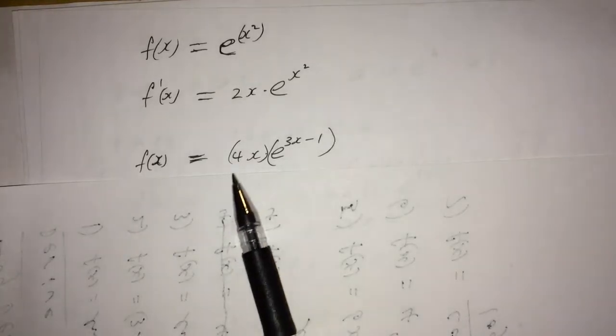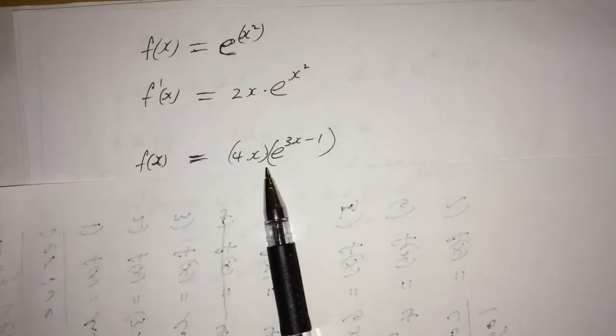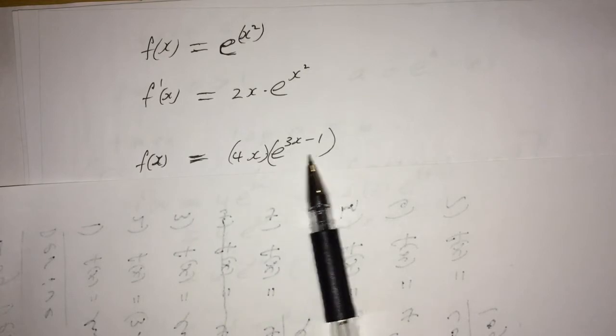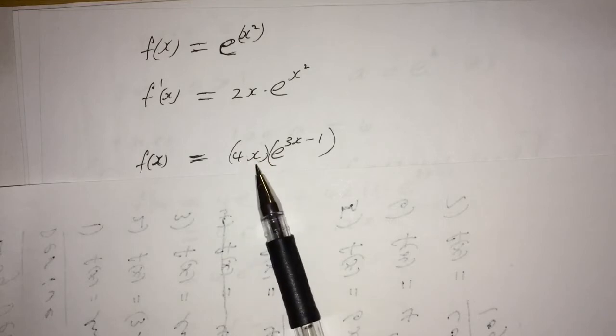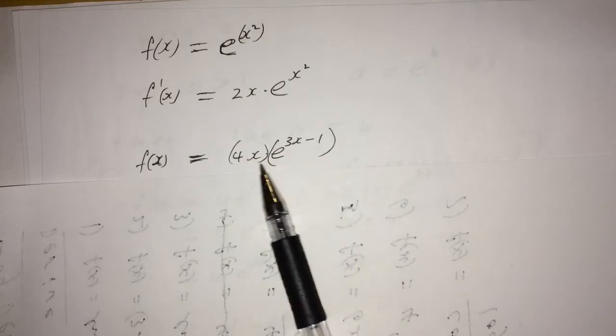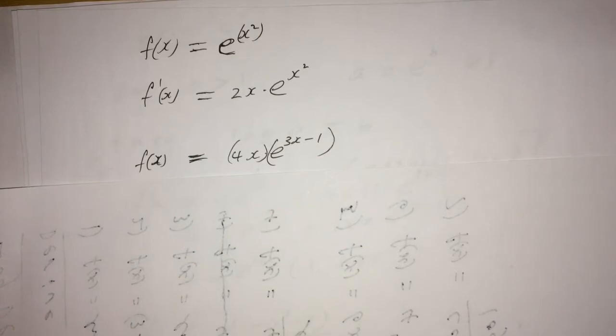Alright, so here's another example. f(x) equals 4x times e to the 3x minus 1. Now this is a product rule because 4x is one piece, e to the 3x minus 1 is another, and they're multiplied. So you've got to look out for that.